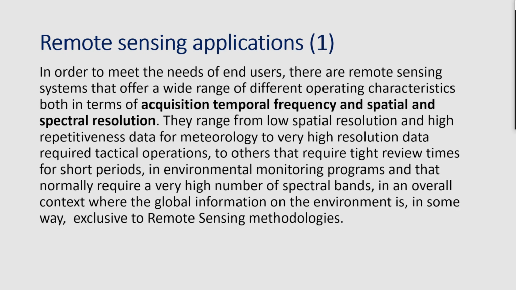Remote sensing applications. 1. In order to meet the needs of end users, there are remote sensing systems that offer a wide range of different operating characteristics both in terms of acquisition temporal frequency and spatial and spectral resolution. They range from low spatial resolution and high repetitiveness data for meteorology to very high resolution data required for tactical operations, to others that require tight review times for short periods, in environmental monitoring programs, and that normally require a very high number of spectral bands, in an overall context where the global information on the environment is, in some way, exclusive to remote sensing methodologies.